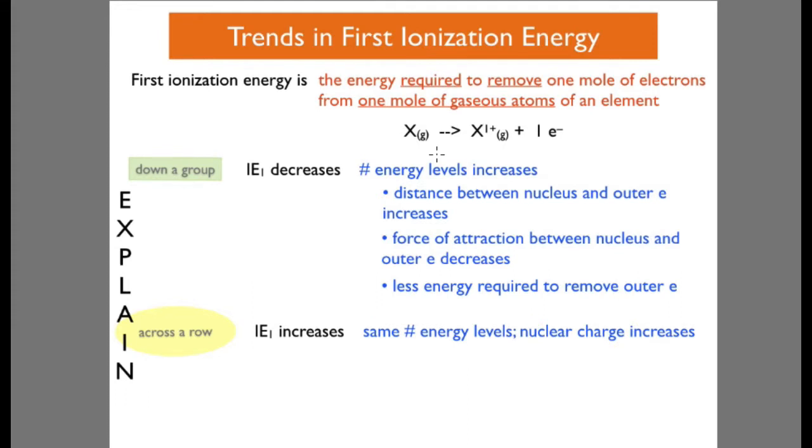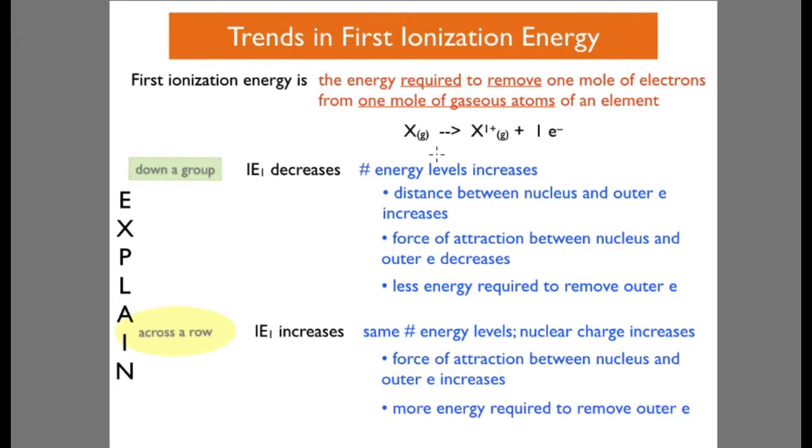As we go across a row or a period, the ionization energy increases. So all of the atoms have the same number of energy levels, but the nuclear charge is increasing. The force of attraction between the nucleus and the outer electron increases, so more energy is required to remove the outer electron.